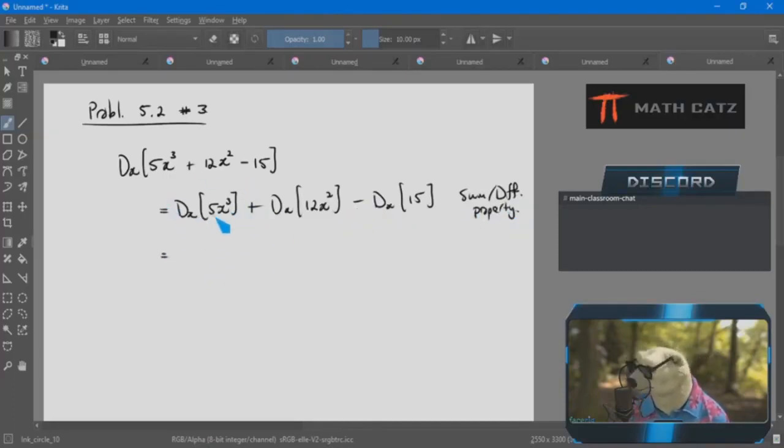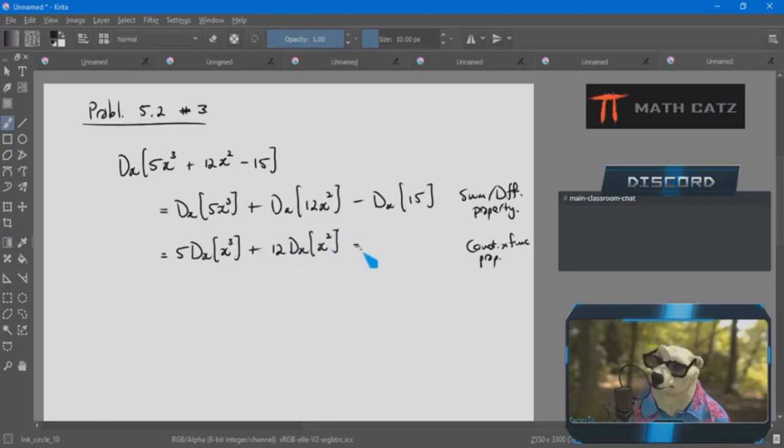Now I look at each one and see, oh, there's a number in front of the essence of the function. For the first one, I can put the 5 in front, and that is the constant times a function property. Now I'll do the same property for the second term, putting the 12 in front and leaving just the x squared. Whoops. But I won't do that one yet. I'll do one at a time. Okay. Maybe next. Let's just finish the first ones.